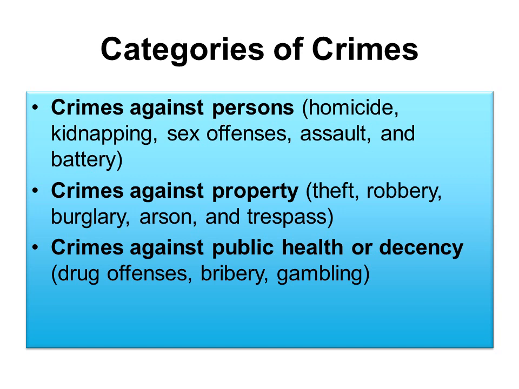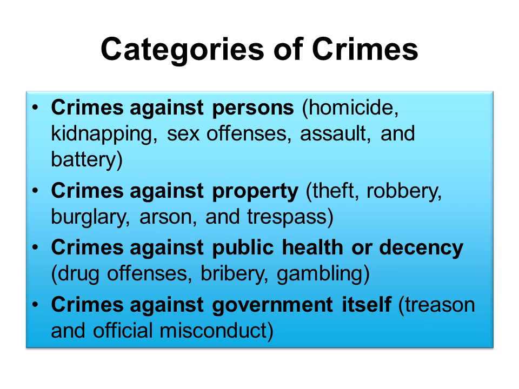A third category of crimes is crimes against public health or decency. Drug offenses, bribery, gambling are all crimes that have to do with public health or decency and fit into that category of crime. Crimes against the government itself, such as treason and official misconduct, that means misconduct of officials, that is a category of crimes against the government. And all of these fit into one way of looking at the categories of crimes, that it fits into the classification of crimes.